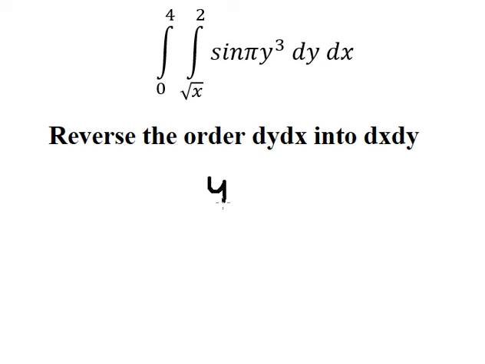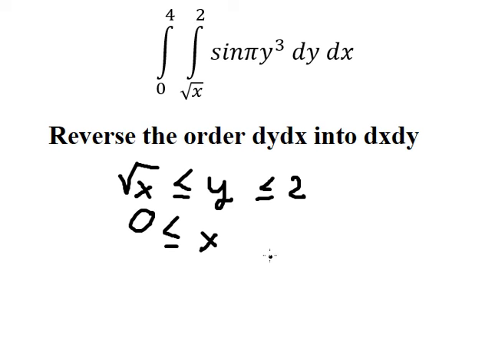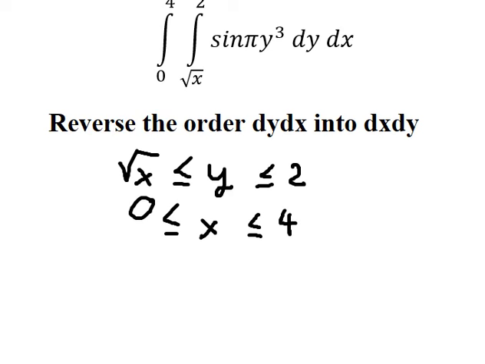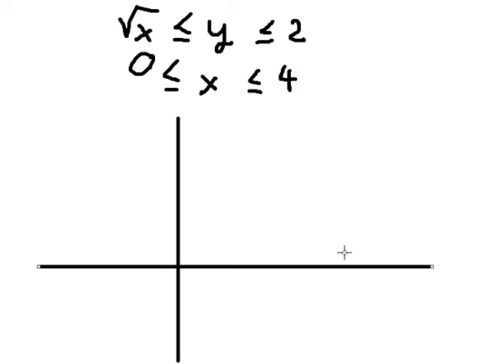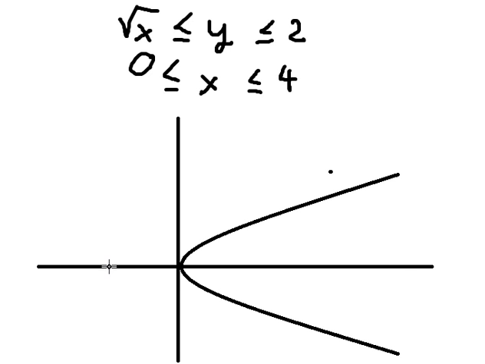About dy, we have y is greater than or equals to the square root of x and smaller than or equals to number 2. About dx, we have x is greater than or equals to number 0 and smaller than or equals to number 4. And now we need to graph about the square root of x equals to y. Because this is about the square root, we cannot consider the negative in here.